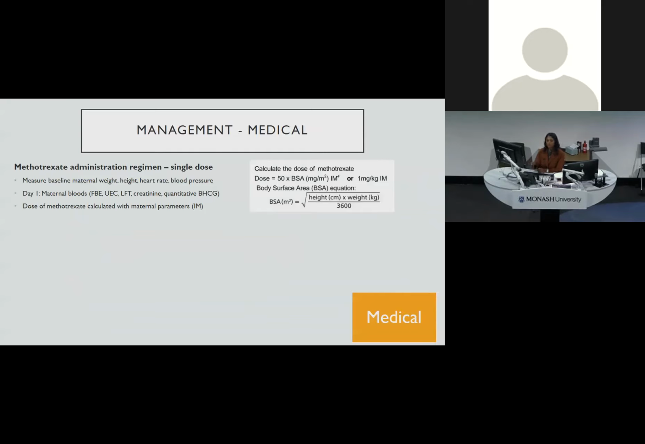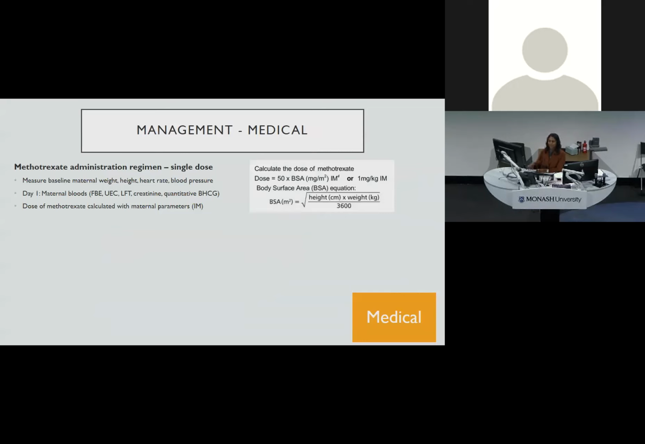A really good resource for ectopic pregnancy management would be the PROMPT guidelines as well, because that's where I've taken most of these notes from. So in terms of medical management, you've got options of a single dose or a multi-dose regimen. In terms of the single dose, on day 1, the patient will come in, and you'll ensure you get her baseline maternal weight and height, because that goes into the calculation of the dose.